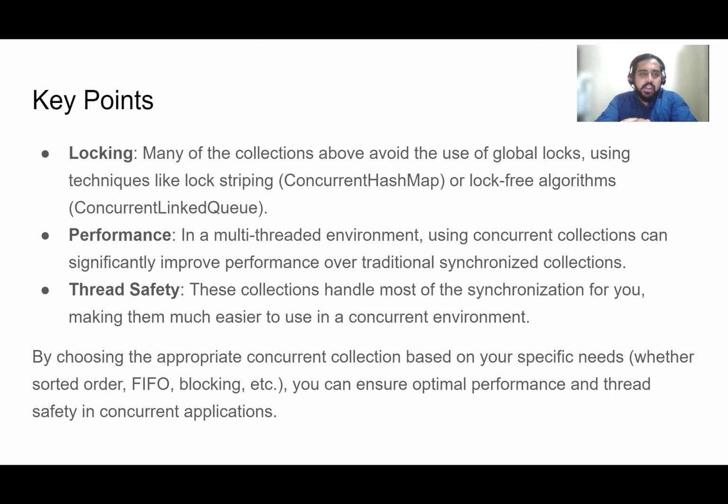Let's see some of the key points. First, locking. Many of the collections avoid the use of global locks. Locking means one thread is trying to access and another thread is trying to put data. If a thread depends on another thread, and both want the same data but both will not get it at a time, these two threads will get into a deadlock state. If you go into a deadlock state, none of the threads will be released and the program will hang. If you use concurrent collections, global locks will not be there. Using techniques called lock striping, if you use ConcurrentHashMap, it will stripe the lock. Those are all techniques and algorithms I will explain.